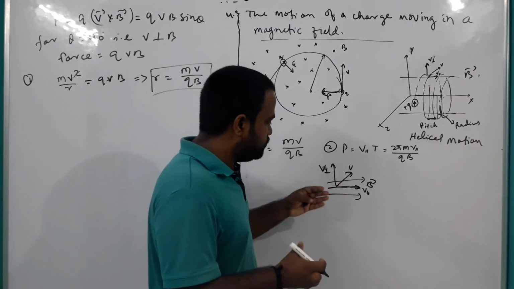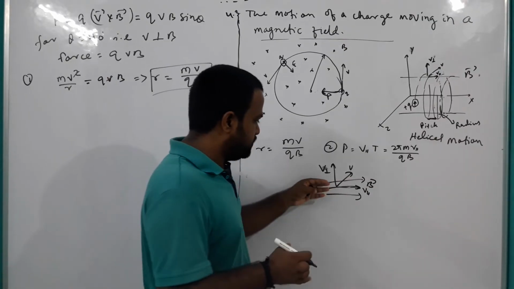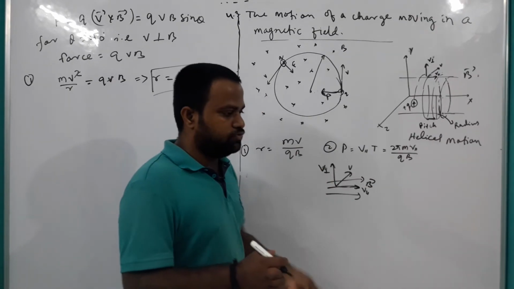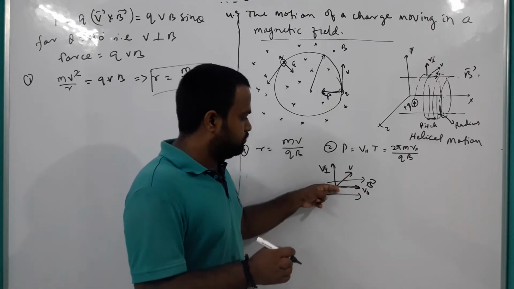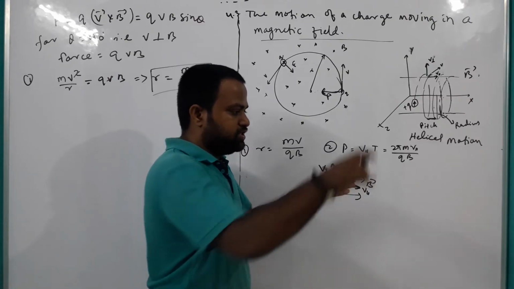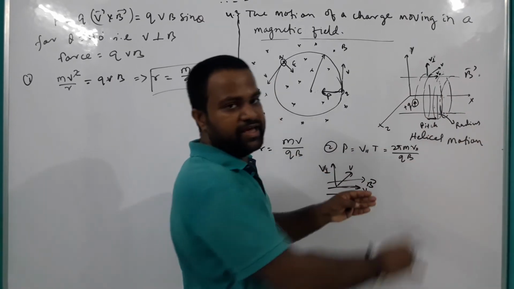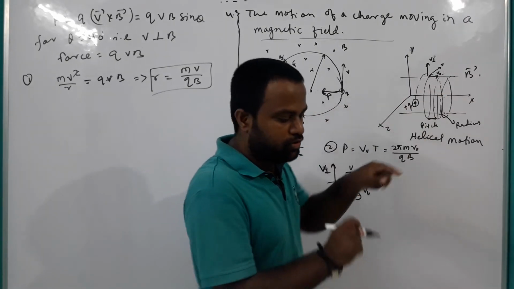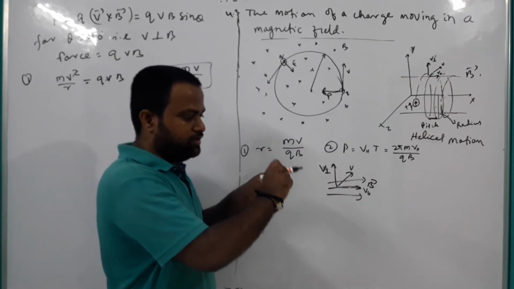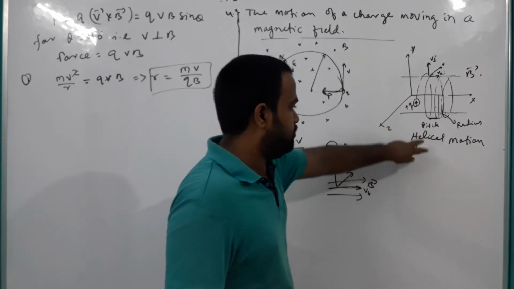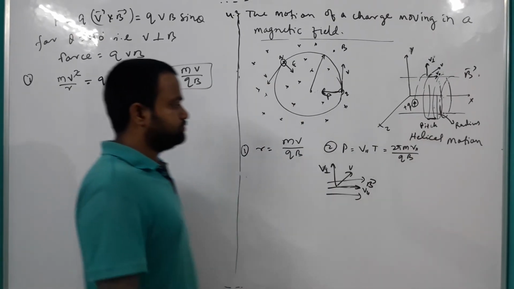So what will it do? Due to B perpendicular it will move in a circle. Due to B parallel it will go forward. So what will be the motion? Slightly spring-like motion, which in terms we call helical motion, means a circle, then slightly it will move forward like this. This is called your helical motion.